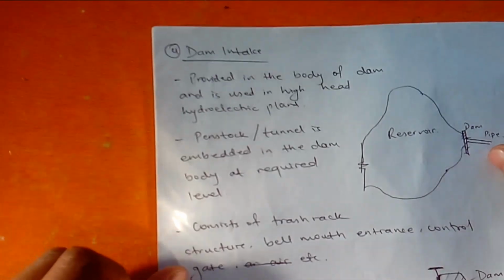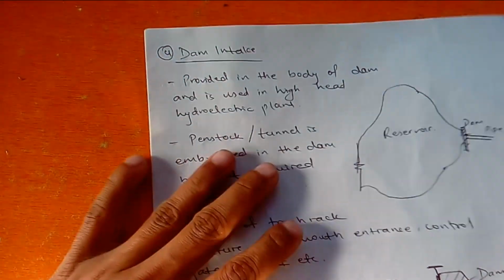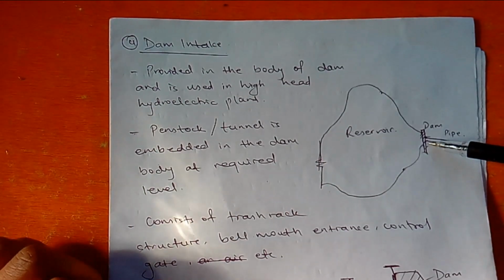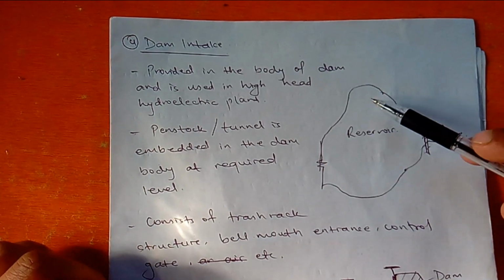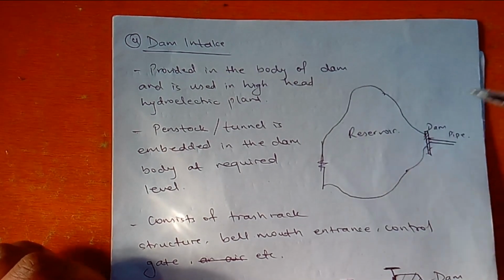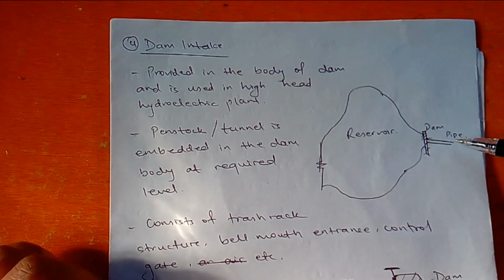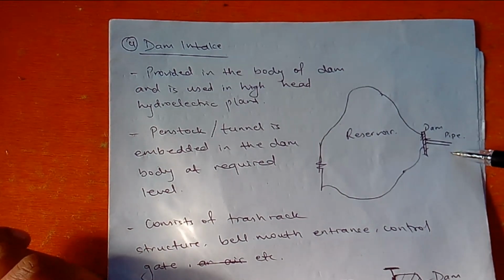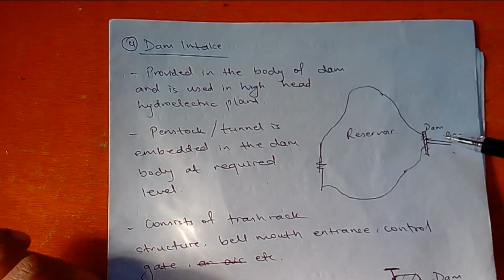And let's talk about the fourth and final kind of intake that is mostly used in hydropower projects, which is known as dam intake. You can see here a dam is constructed in a narrow gorge and the water collected forms a reservoir, wherein a pipe is embedded into the dam body where the water is taken into the powerhouse for power generation.